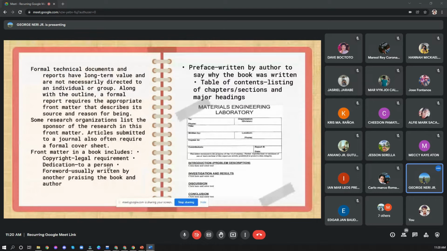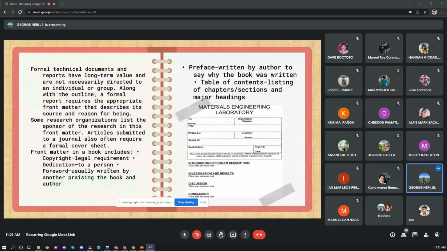So formal technical documents and reports have long-term value and are not necessarily directed to an individual or group. Along with the outline, a formal report requires the appropriate front matter that describes its source and reason for being. So, some research organizations list the sponsor of the research in this front matter. Articles submitted to a journal also often require a formal cover sheet.